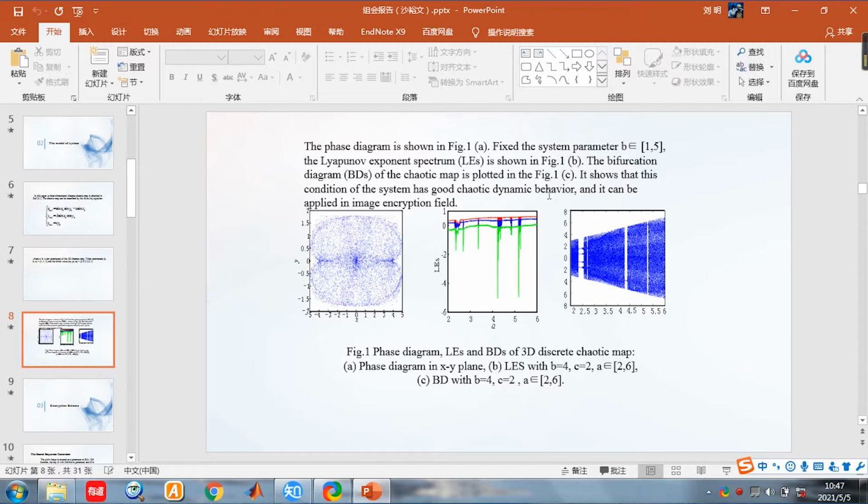The phase diagram is shown in Figure 1a. With parameter B varying, the Lyapunov exponent spectrum is shown in Figure 1b. The bifurcation diagram of the chaotic map is plotted in Figure 1c. It shows that this system has good chaotic dynamic behavior, and it can be applied in the image encryption field. Figure 1. Phase diagram, LES and BD of 3D discrete chaotic map.